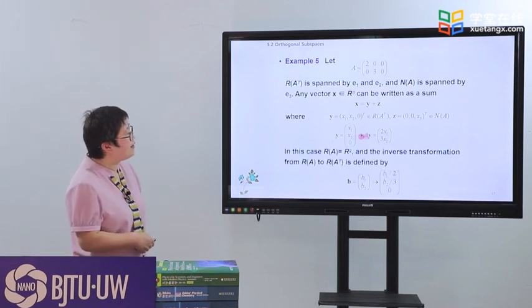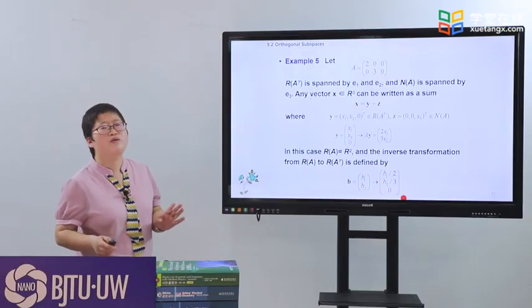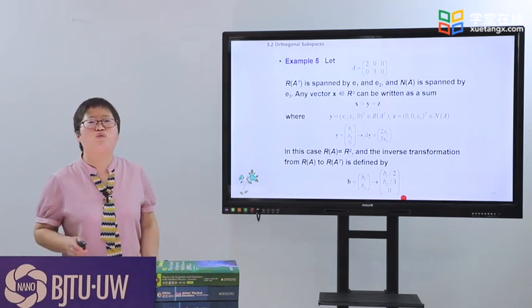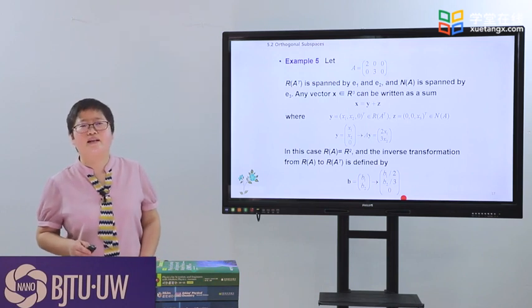In this case, you will find the range of A equals R2, the whole space. And the inverse transformation from R(A) to R(A transpose) is defined in this way. If you only consider from R(A) to R(A transpose), b equals (b1, b2), and then you have the unique vector here: the first component is b1 over 2, the second component is b2 over 3, and the third component is 0. So in this case, from R(A transpose) to R(A), they have a one-to-one correspondence. In this sense, you can think it is invertible.